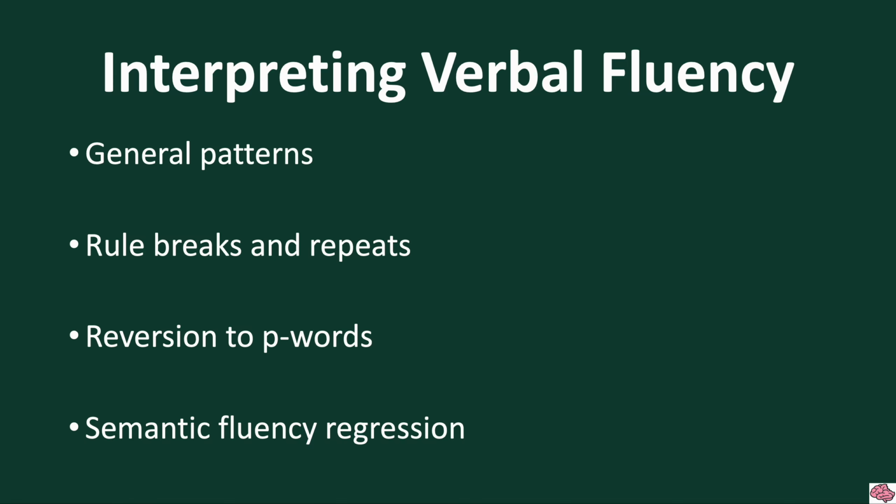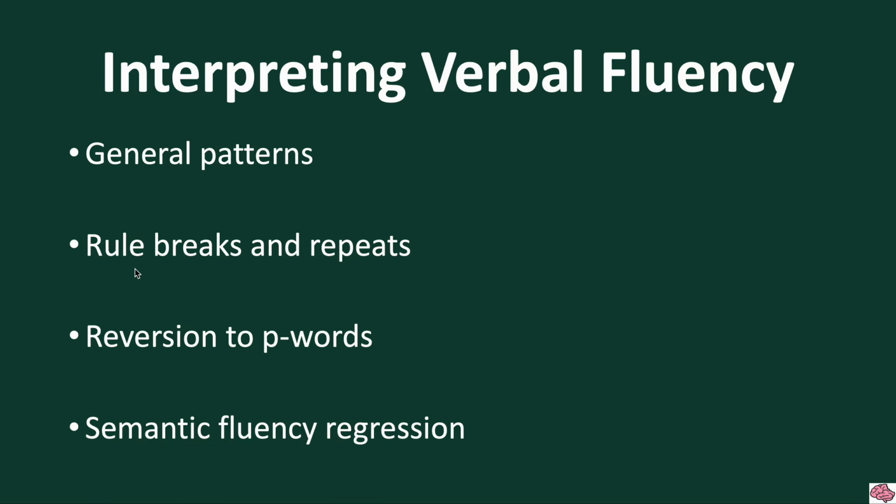So I'll finish up by talking about interpreting verbal fluency. What do we make of it? Well, firstly, I'll mention that we should look at the general patterns of verbal fluency rather than just impaired or unimpaired. Obviously, we want to know what the overall number is. But if we see semantic fluency much more affected than phonemic fluency, then we're thinking more of a language type problem. Whereas if we see phonemic fluency affected much more than semantic fluency, we're thinking more of a dysexecutive problem.